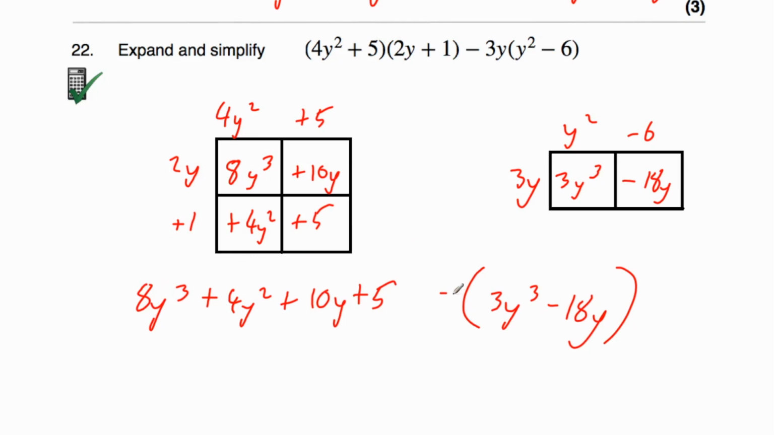So we've got 8y cubed, take away 3y cubed. So that's 5y cubed. We've then got 4y squared because we're not adding or taking away anything from the 4y squared, so plus 4y squared. We've then got 10y minus minus 18y. So that's going to be the same as 10y plus 18y because we're minus and minus 18y. So 10y plus 18y would be plus 28y. And then finally, we've got our plus 5. So that's it, we're done. Our answer would be 5y cubed plus 4y squared plus 28y plus 5.